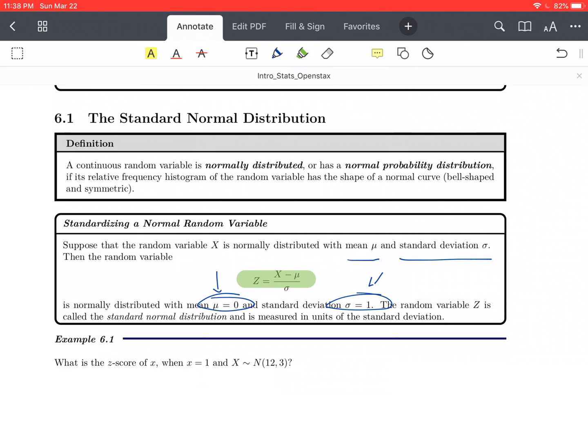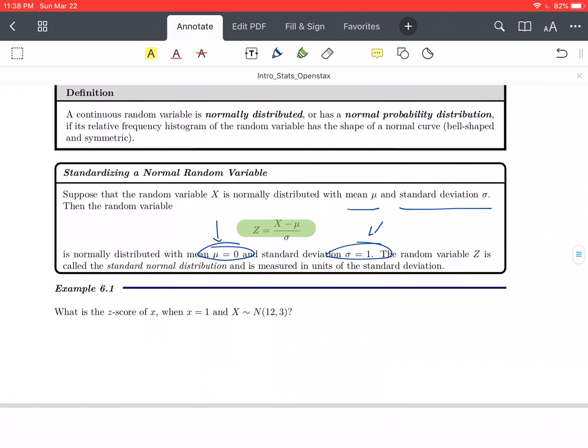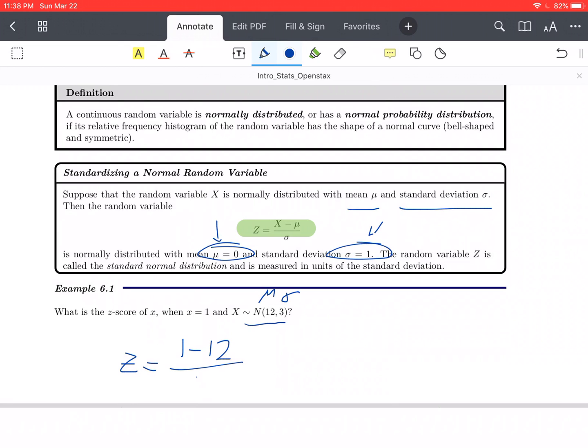Okay? So, for example, what is the z-score of x when x equals 1 and our random variable is defined using a normal curve with a mean of 12, standard deviation of 3? That's our mean and that's our standard deviation. So this would be z equals 1 minus 12 over 3. Right, x minus the mean over the standard deviation, so that's negative 11 over 3, and rounded as a decimal, negative 3.67.